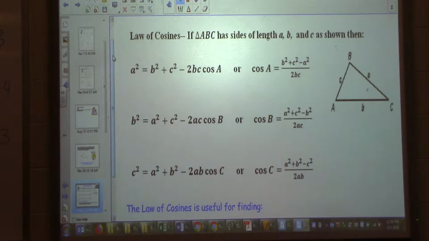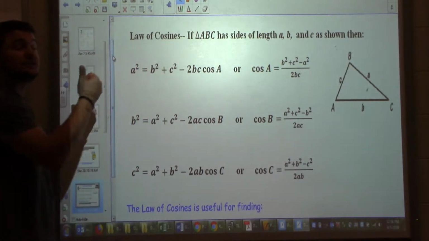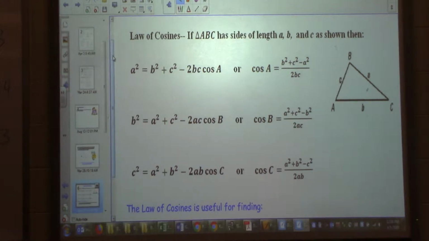Now, you do not need to memorize these. These will be given to you on the test. That doesn't mean you shouldn't learn them. Actually, once you use them a bunch of times, you'll probably remember them. But you do not need to memorize them. You just need to know how to use them. Does that make sense? Are there any questions at this point? Yes? No? Maybe? Okay. Alright, well, let's try and use them.